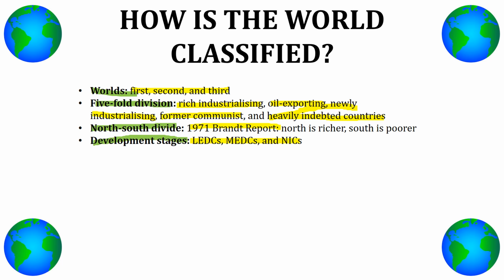So for worlds, we've got the first world, the second world, and the third world. The first world are those MEDCs, the more economically developed countries, the developed countries, UK, USA, France, Germany, those Western countries essentially. Then the second world countries are those NICs, the newly industrializing countries, emerging countries, so Brazil, India, China, those countries.